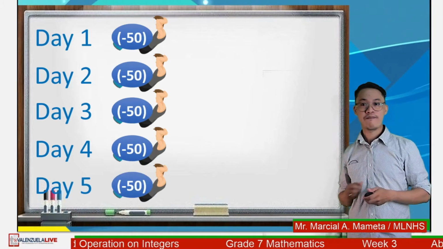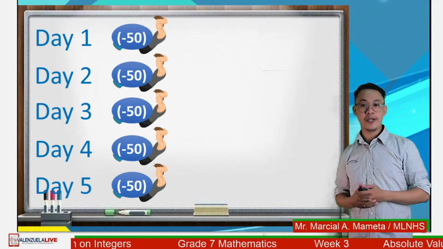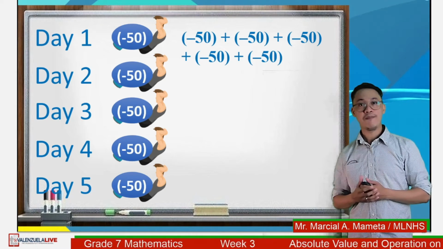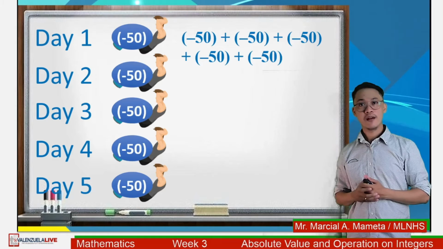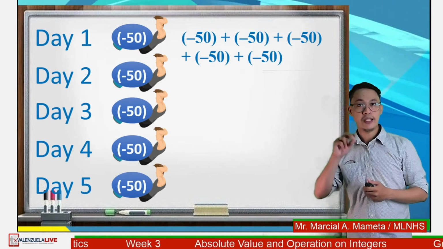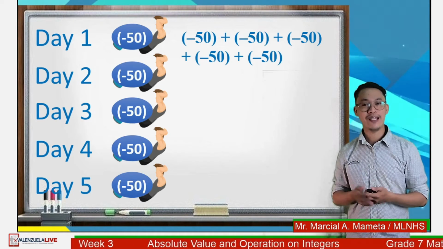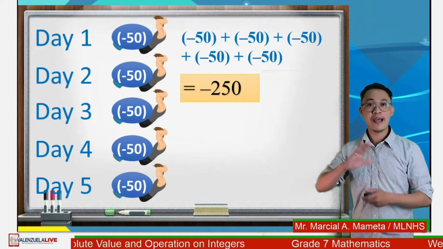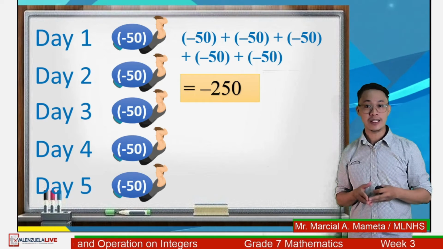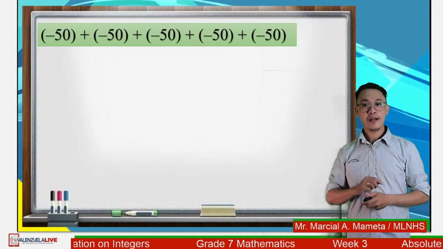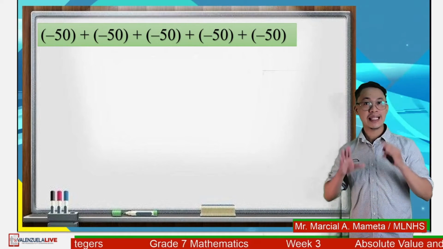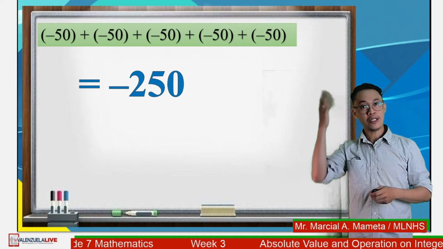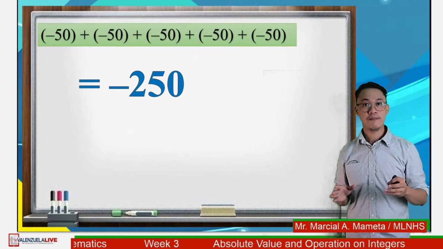Negative 50. Hence, the total number of calories lost after 5 days is: we have negative 50 on day 1, negative 50 on day 2, negative 50 on day 3, negative 50 on day 4, and negative 50 on day 5. The total is negative 250 calories. Remember that multiplication is repeated addition. So again, the result for this one is negative 250.